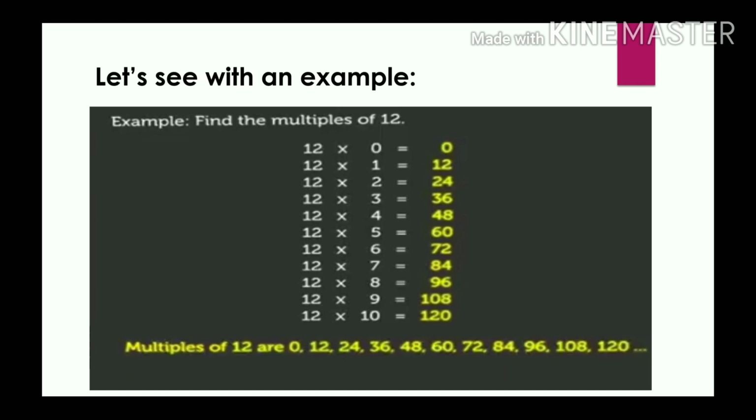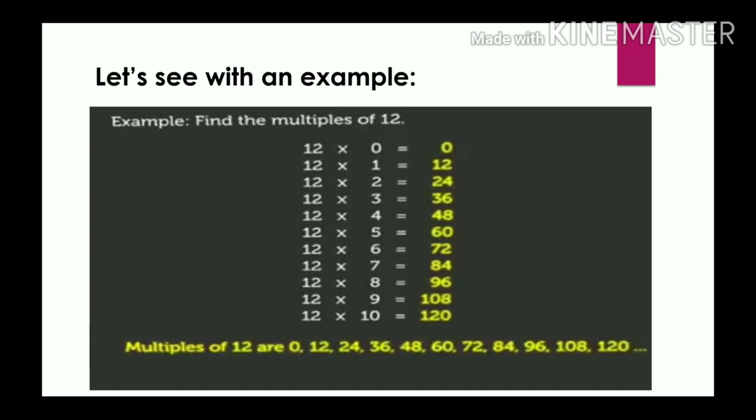Example, find the multiples of 12. Here you can see 12 multiplied by 0 gives 0. 12 multiplied by 1 gives 12. 12 multiplied by 2 is equal to 24. 12 multiplied by 3 is equal to 36. 12 multiplied by 4 is 48. 12 multiplied by 5 is 60. 12 multiplied by 6 is 72.